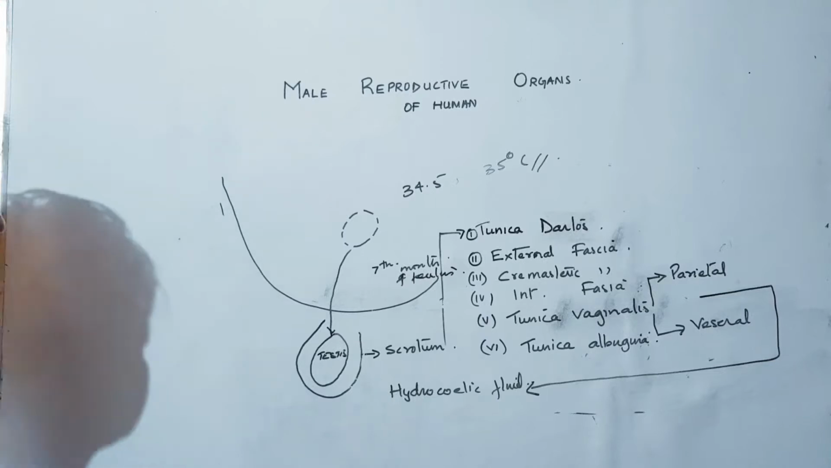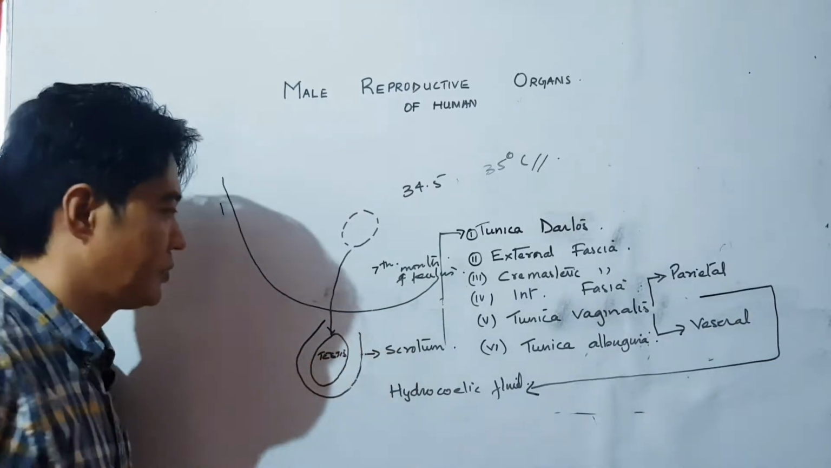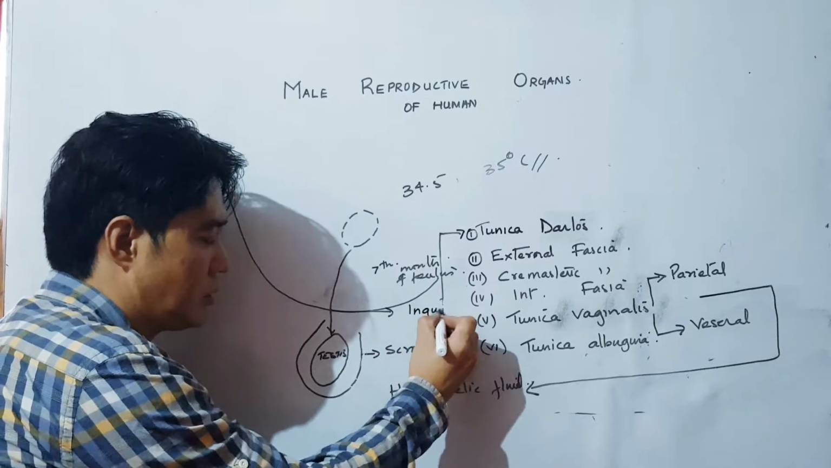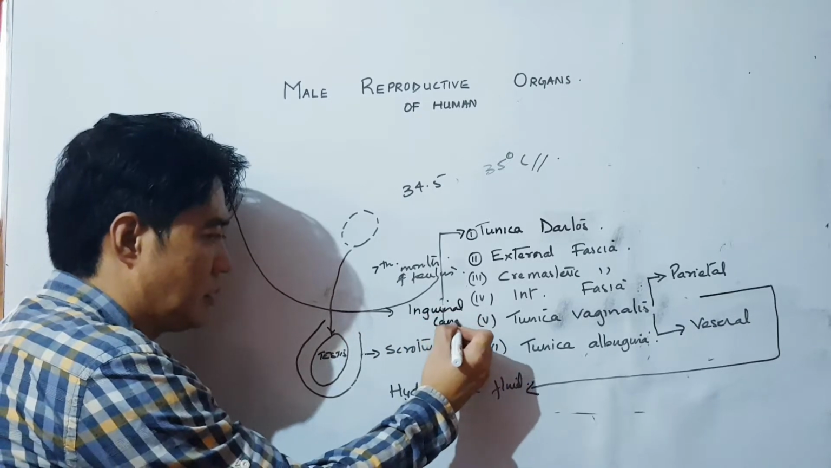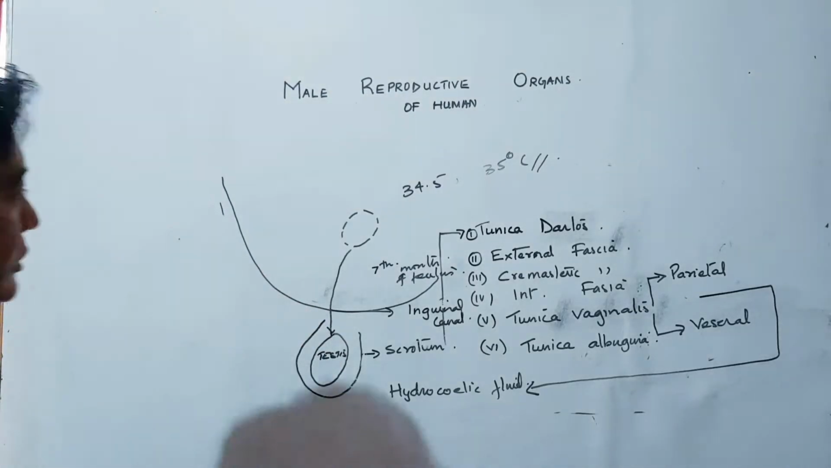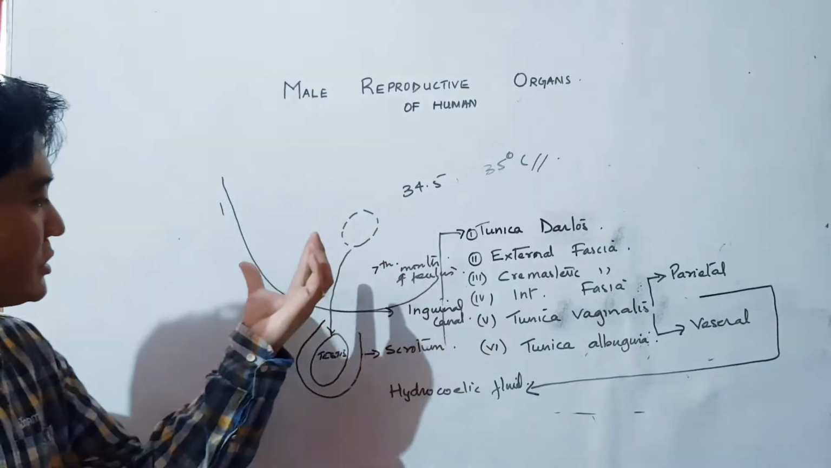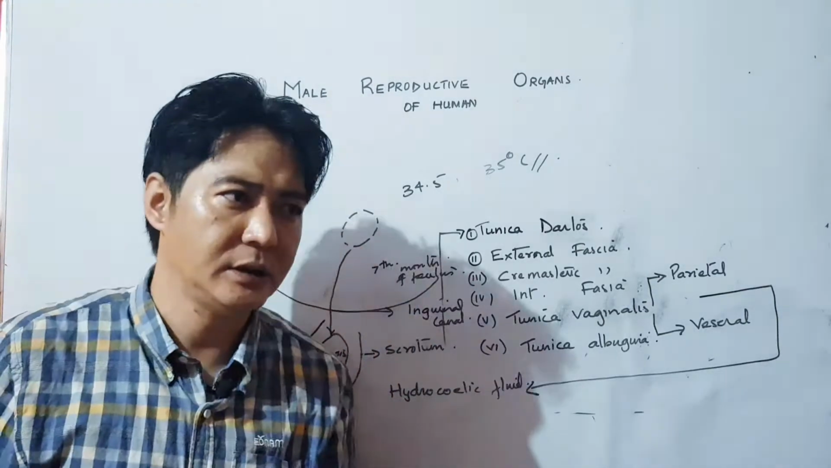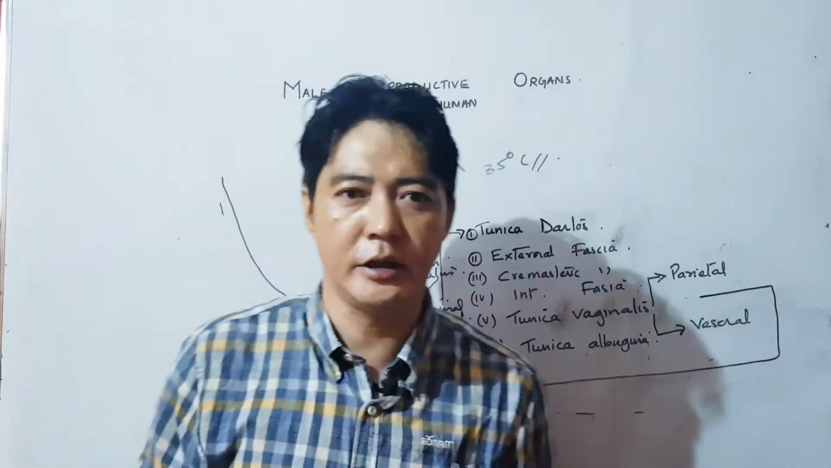This testis comes down to the scrotum through a passage known as the inguinal canal. So after birth, the testis has to be in the scrotum. But it is a very rare case actually.